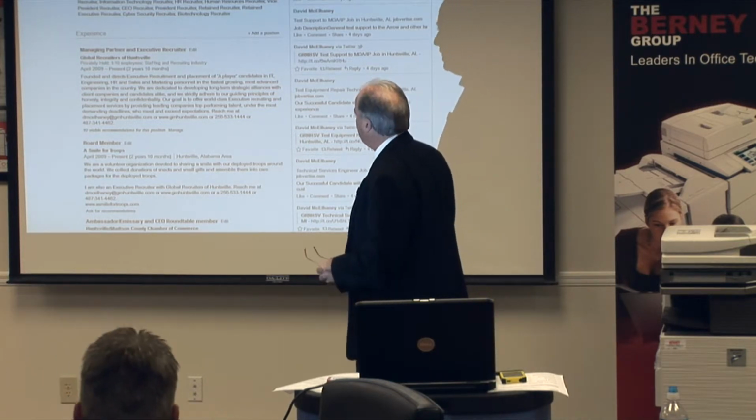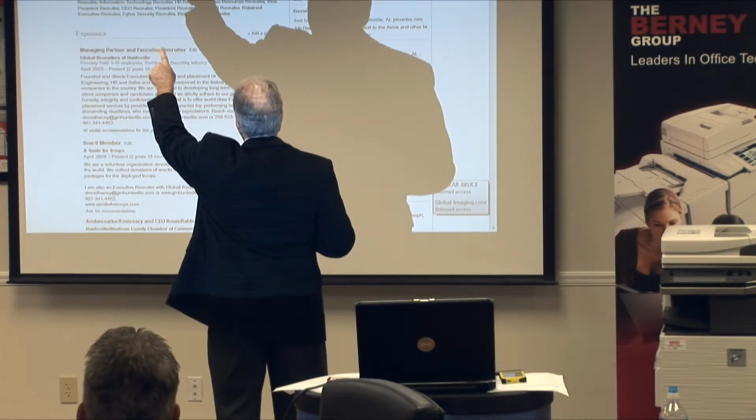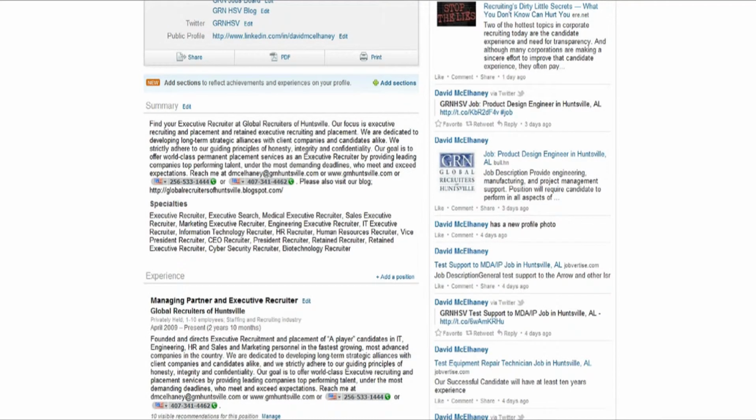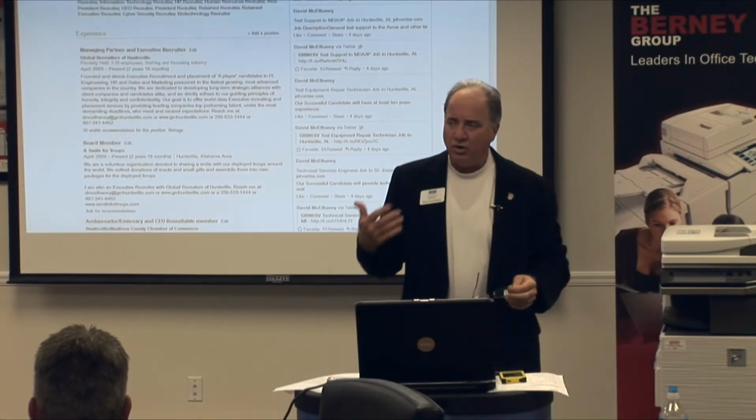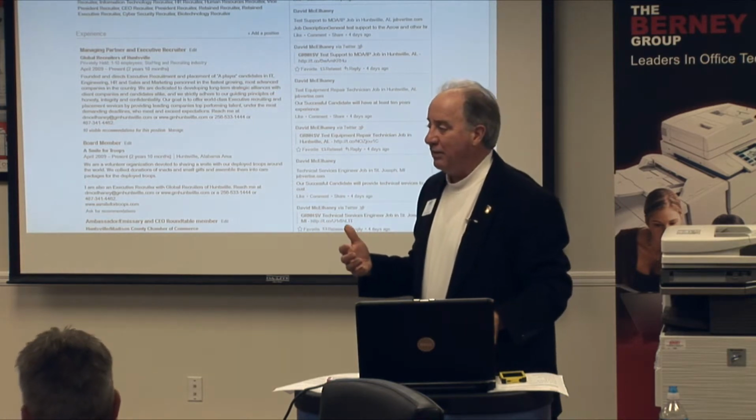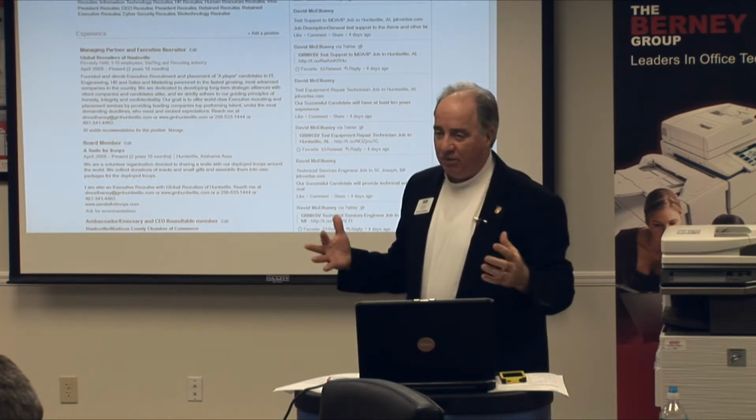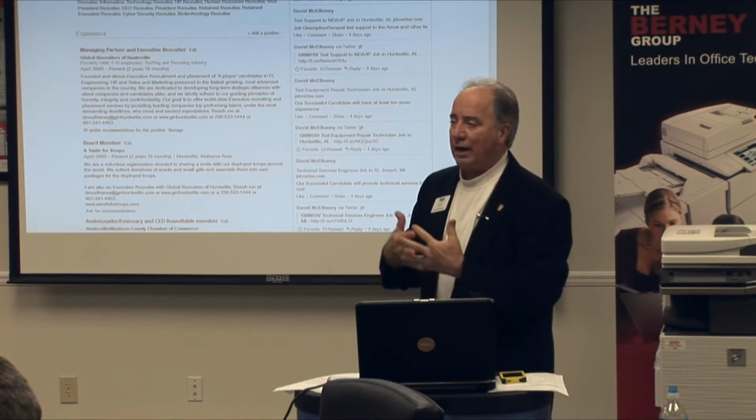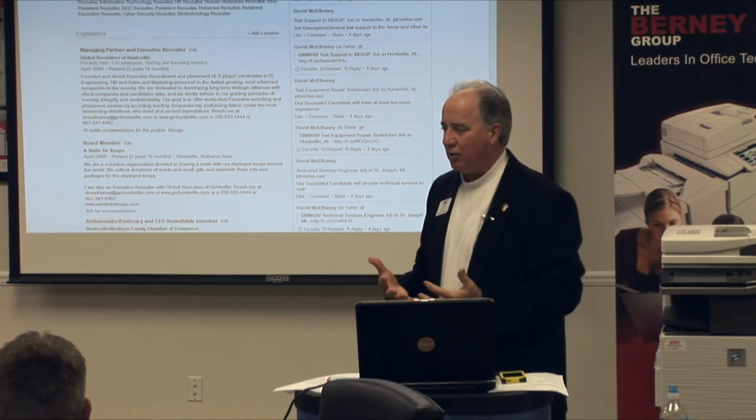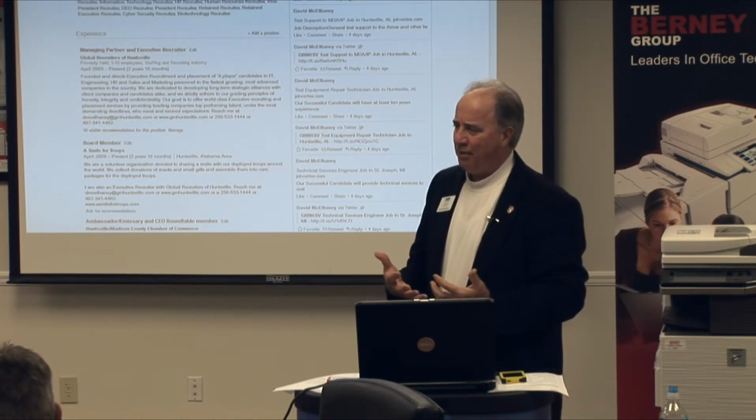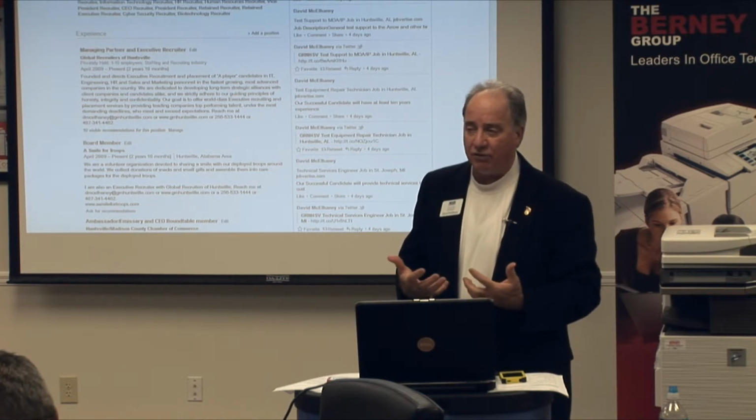Now you'll notice that at the end of this paragraph, it says, reach me at dmcilhaney@grnhuntsville.com or at www.grnhuntsville.com or at 256-533-1444 or my cell phone number, and you can also visit me in my blog. Why do I have that in there? That's not something that you typically see. If you look at 99% of the profiles you look at, there will be no direct contact information in anybody's profile. And that baffles me, why people don't put their direct contact information in there.